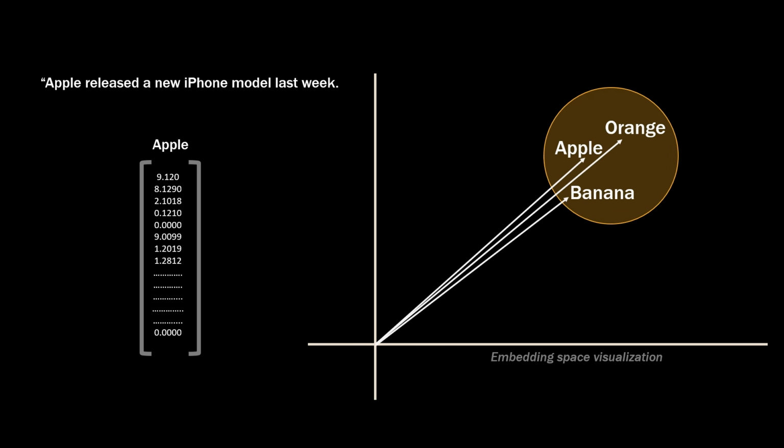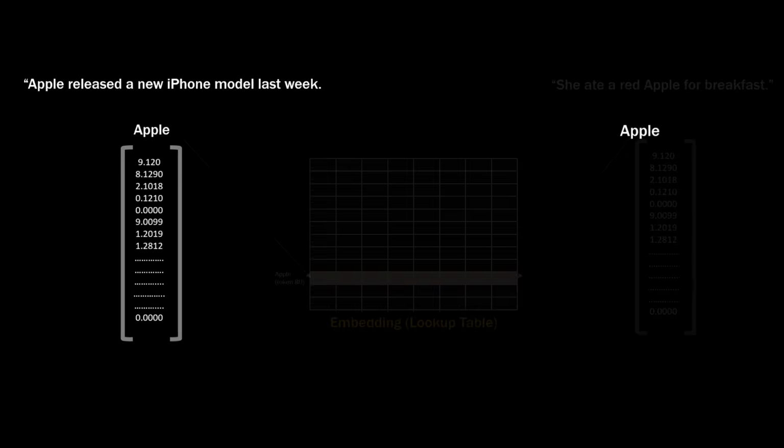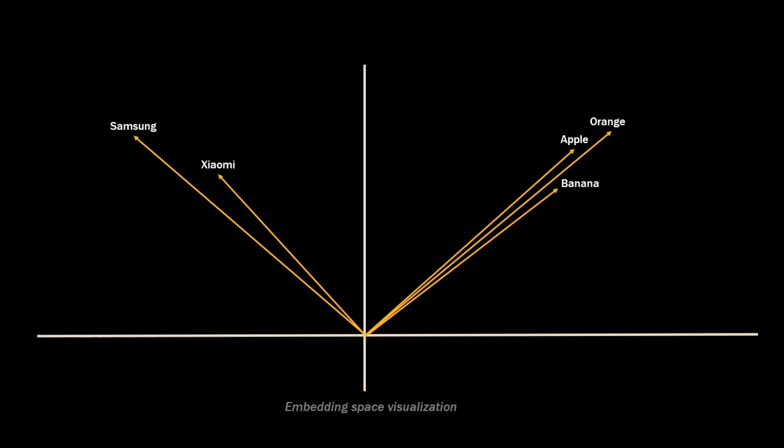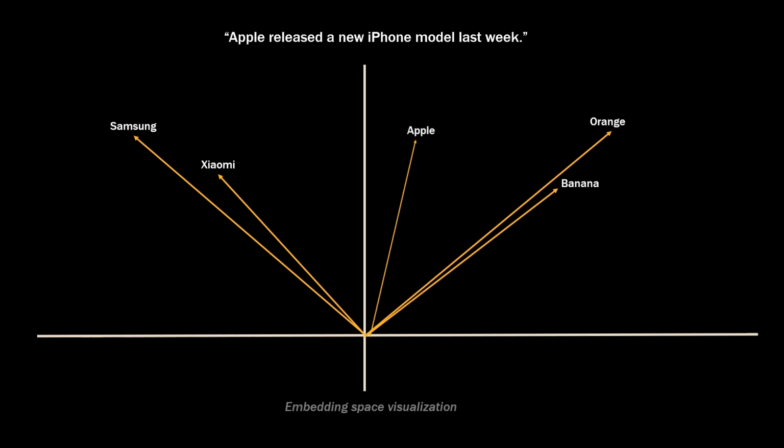However, there's a problem. Embeddings alone do not distinguish between words with multiple meanings. For example, in our text, apple refers to the tech company, not the fruit. But the embedding table assigns a single embedding value for apple, regardless of context. Ideally, we want the embedding of apple to adapt based on its meaning and context. In this case, it should be closer to other tech companies rather than fruits. This is where self-attention comes in.